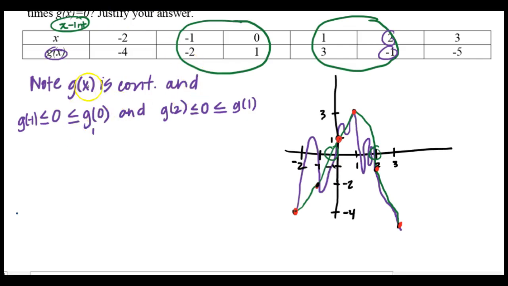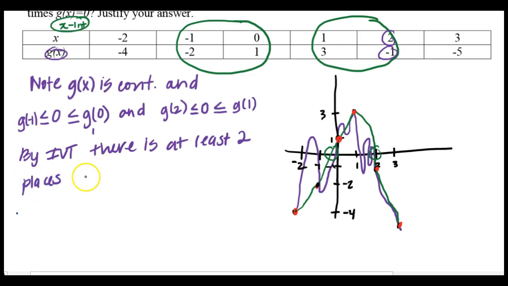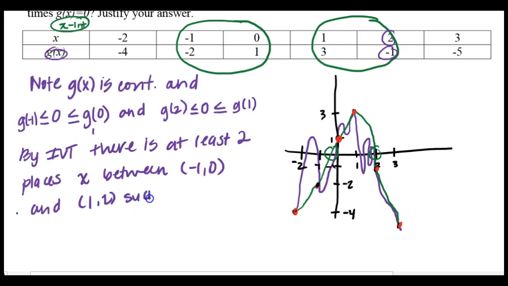So now, I've satisfied the hypothesis. The conclusion would be, so by the IVT, there is at least 2 places x between the intervals negative 1 and 0 and 1 and 2 such that g of x equals 0.